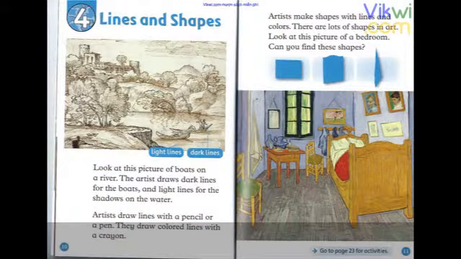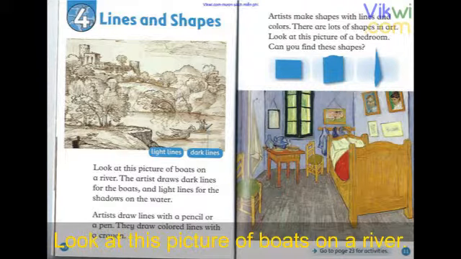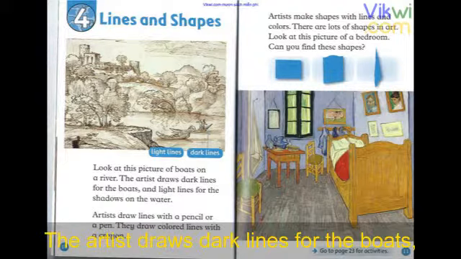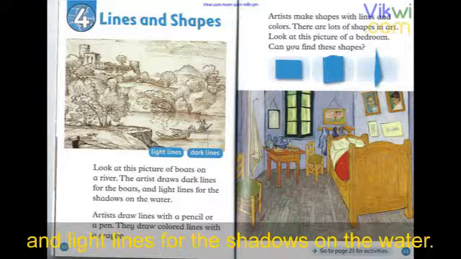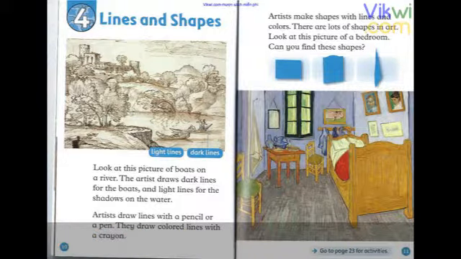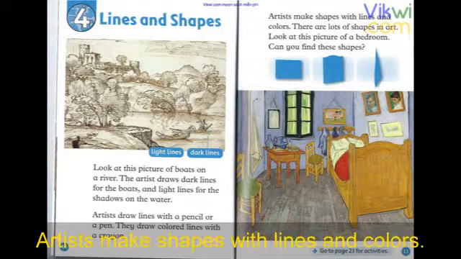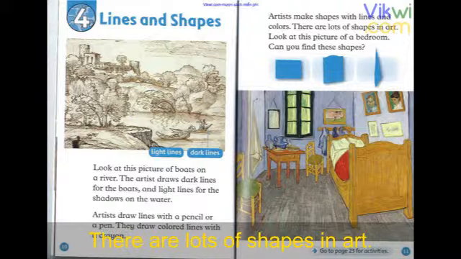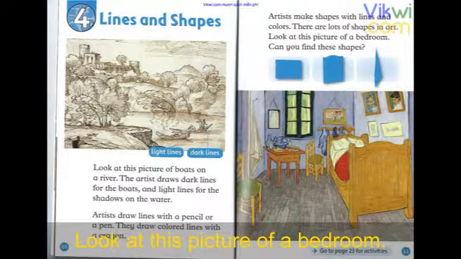Chapter 4. Lines and Shapes. Look at this picture of boats on a river. The artist draws dark lines for the boats and light lines for the shadows on the water. Artists draw lines with a pencil or a pen. They draw colored lines with a crayon. Artists make shapes with lines and colors. There are lots of shapes in art. Look at this picture of a bedroom. Can you find these shapes?